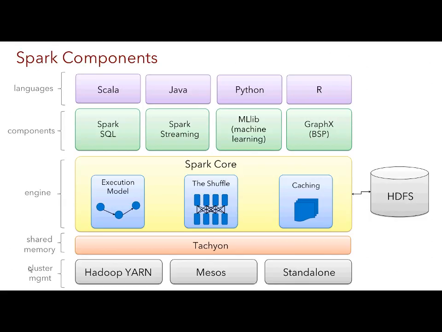A newer one is this Tachyon framework that they're adding. If a job needs to share data that's in memory, Tachyon allows you to do that very efficiently in a distributed fashion. And then, as I mentioned, Spark runs very nicely on either Hadoop, Yarn, Mesos, or its own standalone technology.